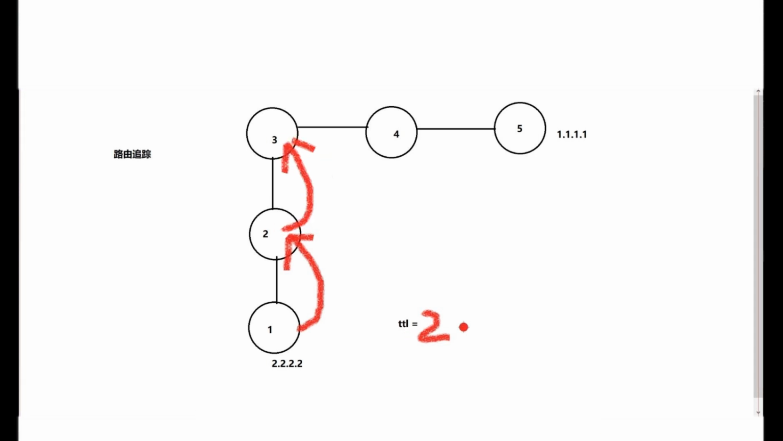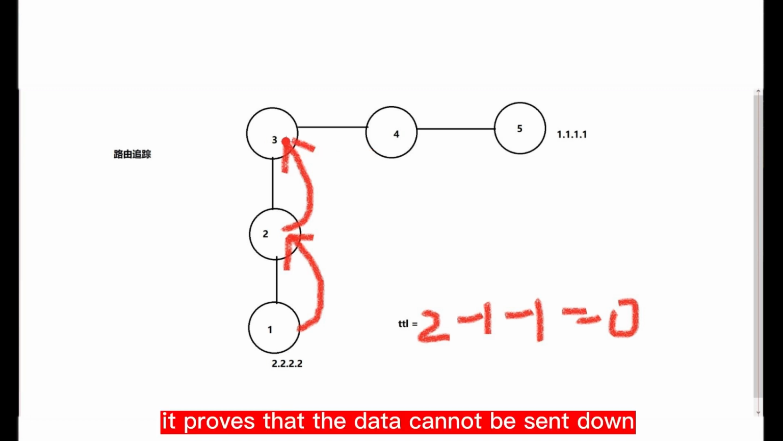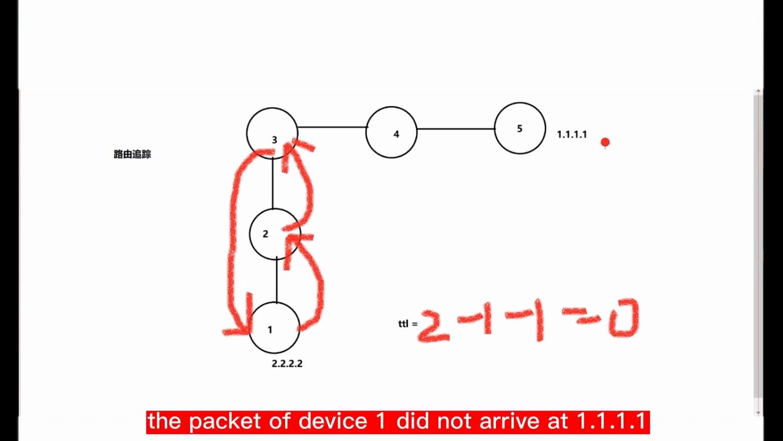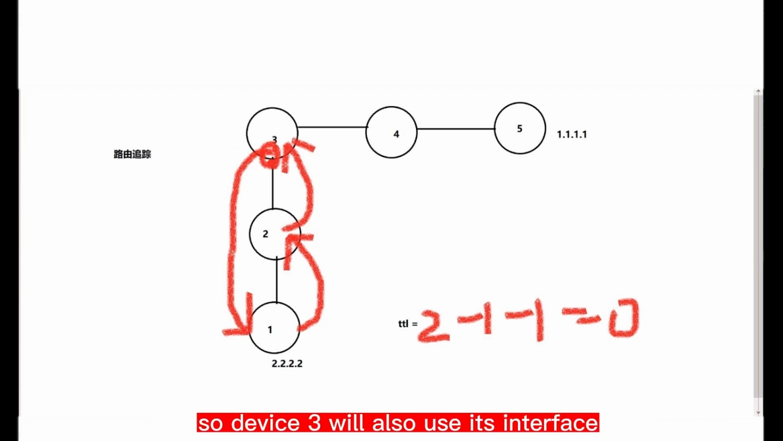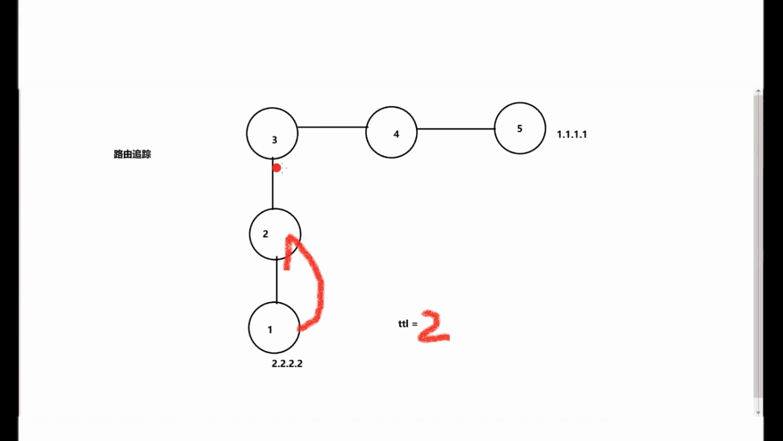After receiving it, device 3 subtracts 1 from TTL again, reducing it to 0. Once it equals 0 here, it proves that the data cannot be sent down. Now it tells device 1 that TTL timed out. The packet of device 1 did not arrive at 1.1.1.1. So device 3 will also use its interface to send a message to device 1. Device 1 gets the address of device 3.